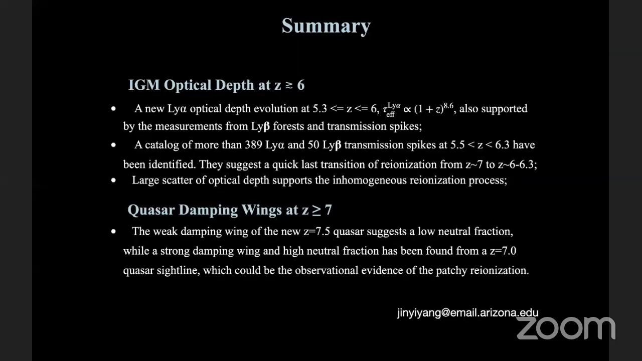Okay, and this is a summary. We used our new quasar sample, at redshift 6.3 to redshift 7.5, to constrain the IGM evolution, including two probes. The first one is optical depth at redshift 6 and above, and the other one is the quasar damping wing at redshift higher than 7. Okay, I'll just leave it here and take questions.